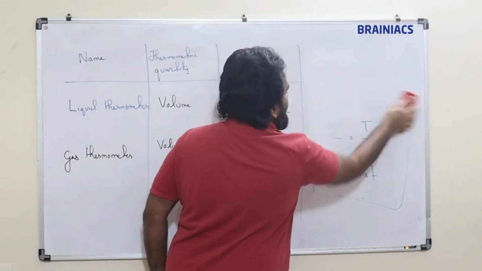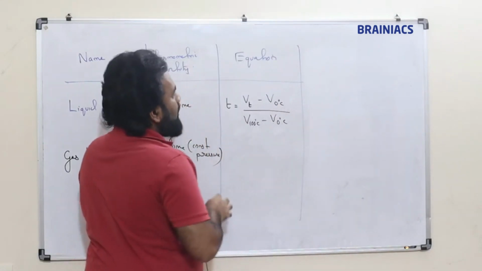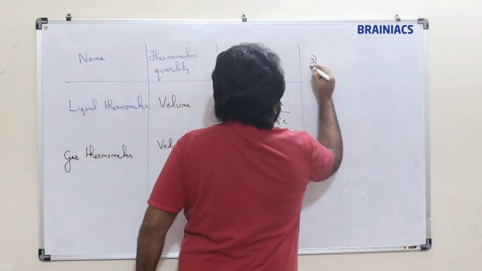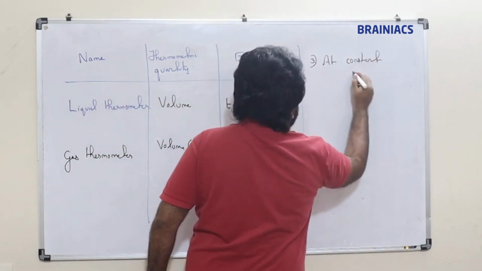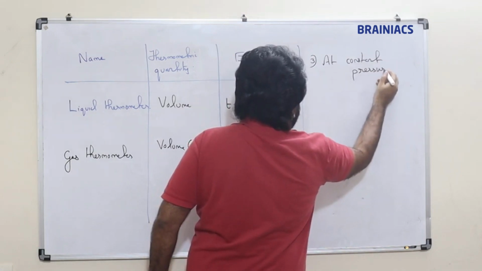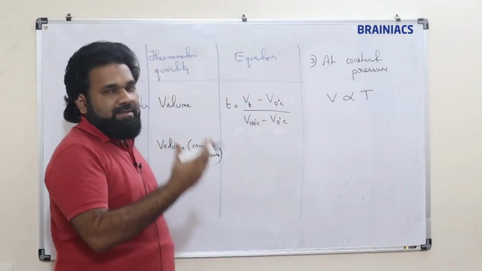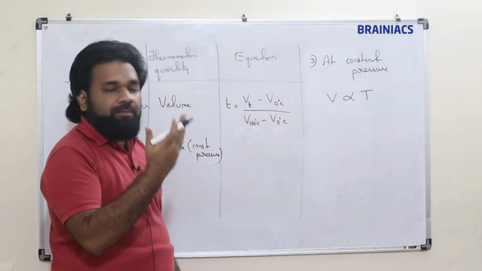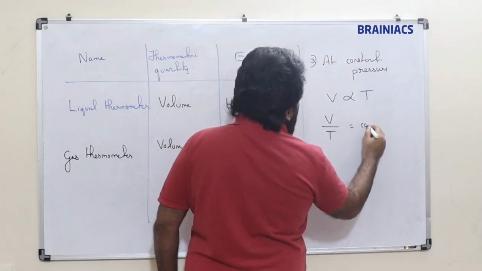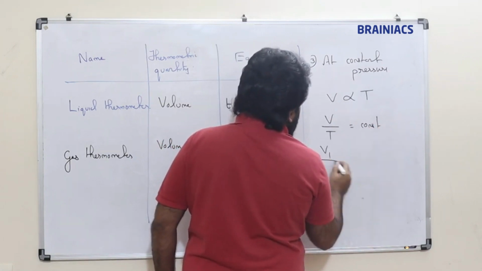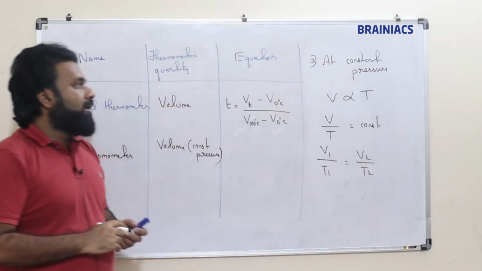Third point is, in the same way, at constant pressure. At constant pressure, volume is proportional to temperature. If we increase the temperature, volume will increase. If we decrease the temperature, volume will decrease. So V by T is equal to what? Constant, or we can say V1 by T1 is equal to V2 by T2. This is the third law.